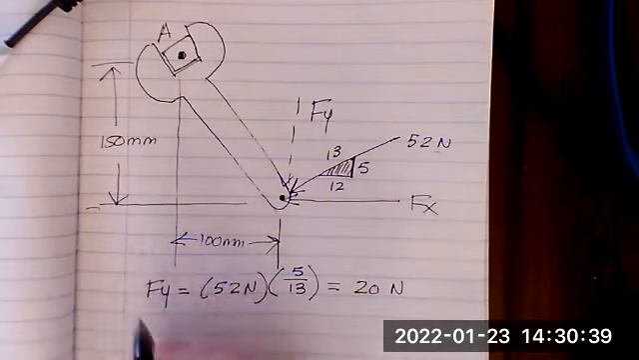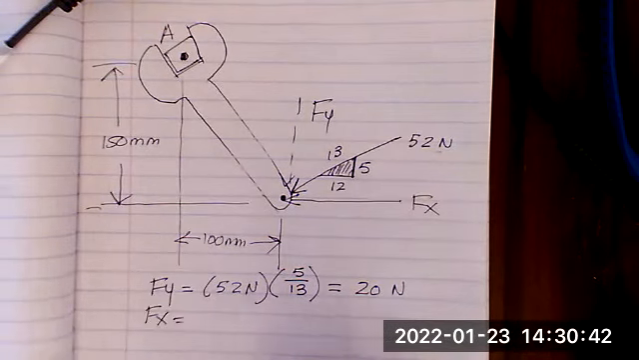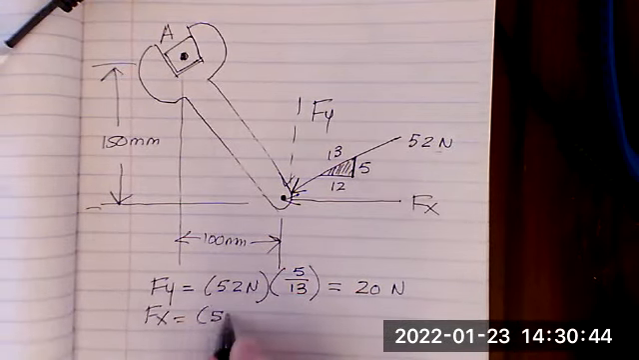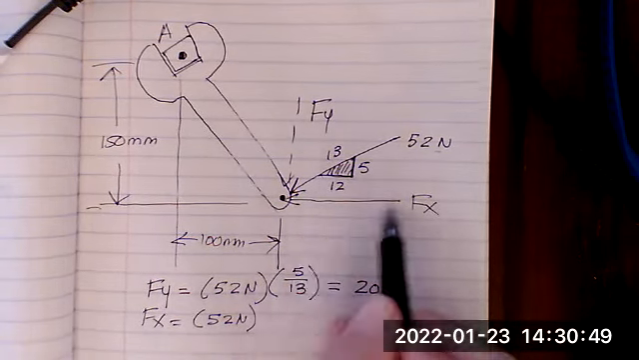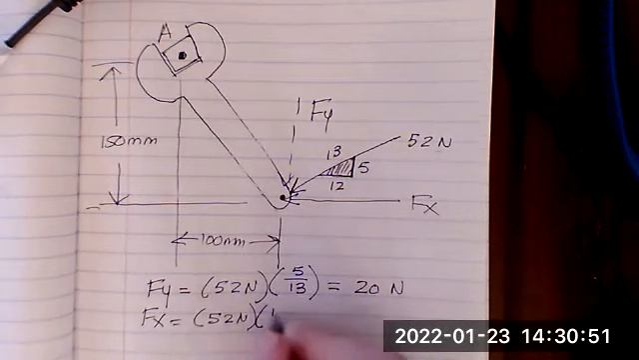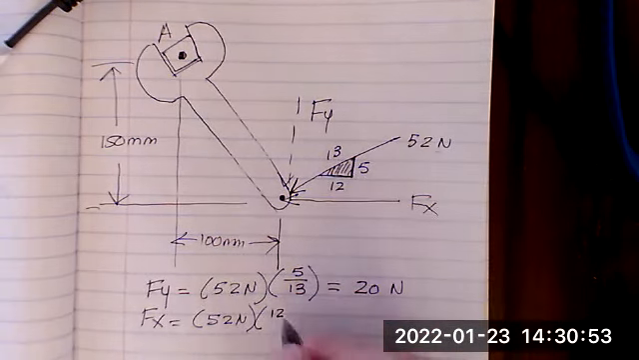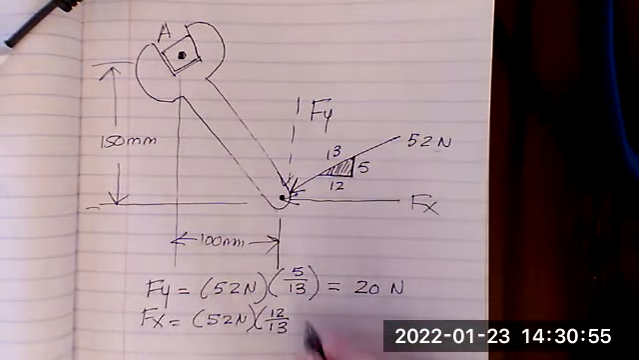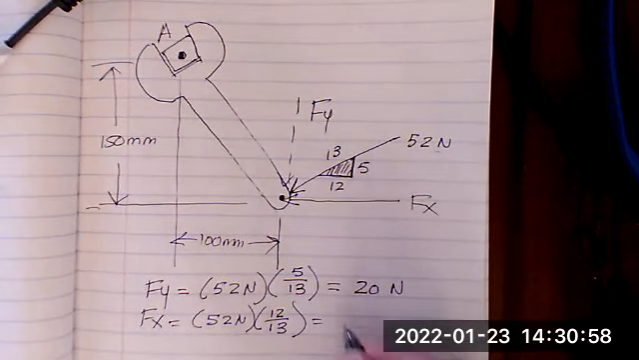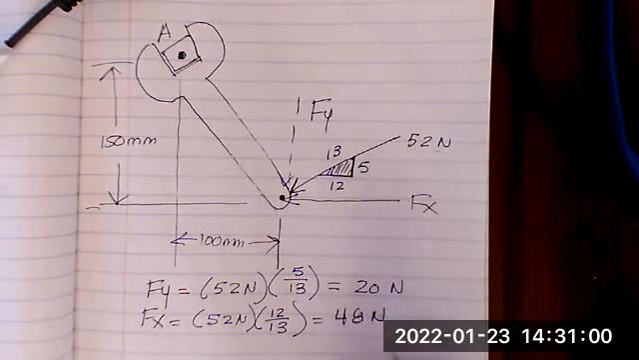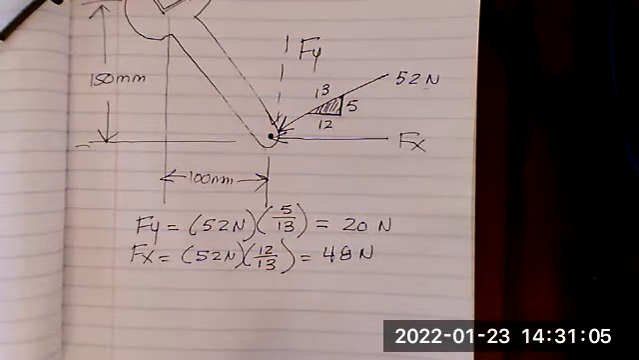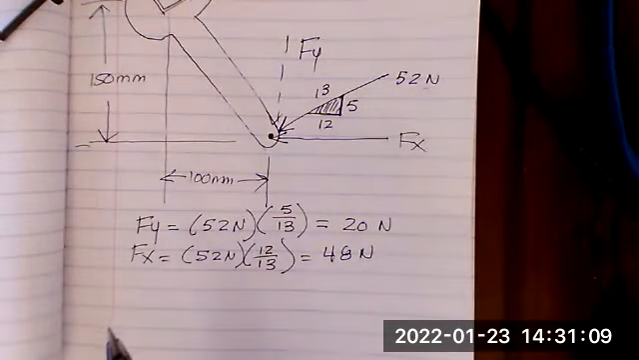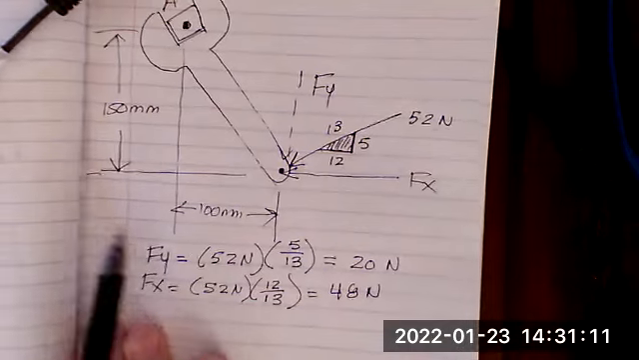Now let's find F of x. F of x is equal to 52 newtons. Find the side of the triangle that parallels this, which is 12, divided by the hypotenuse, which is 13. And when you do the math here, it's going to be equal to 48 newtons. Okay, scoot that up a little bit. All right, so now we're going to take the moments about A. We have two, sorry, you can't see A now.